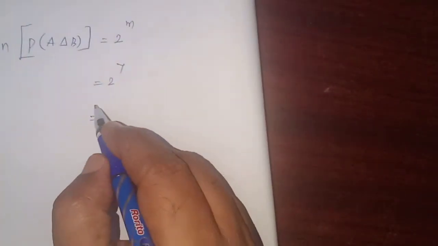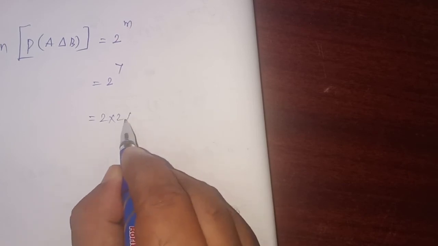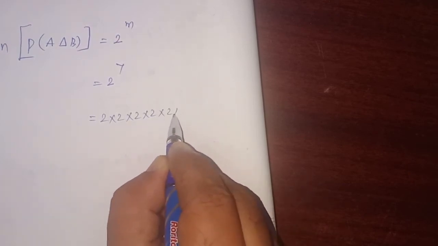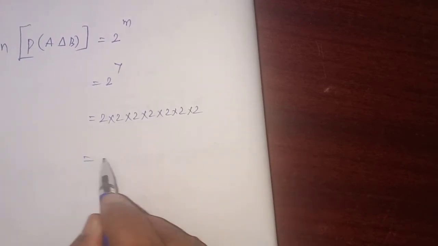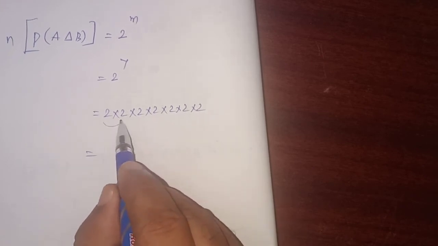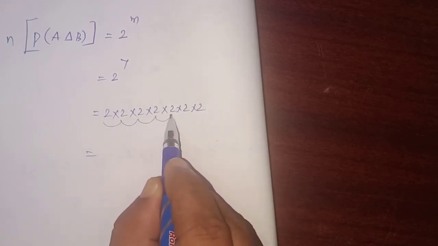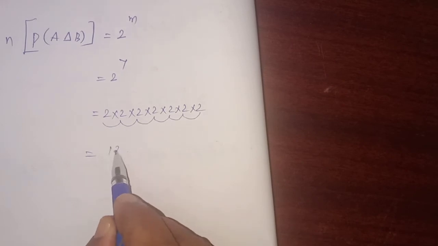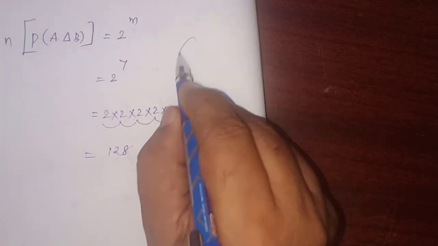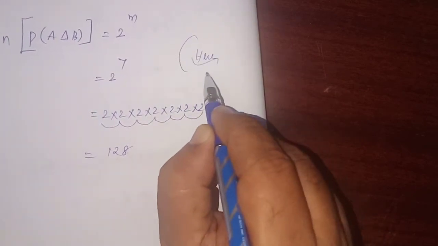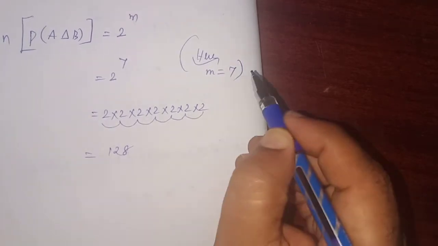2 power 7 is equal to 2 into 2 into 2 into 2 into 2 into 2 into 2. 2 2s are 4, 2 4s are 8, 2 8s are 16, 2 16s are 32, 2 32s are 64, 2 64s are 128. Here m is equal to 7.